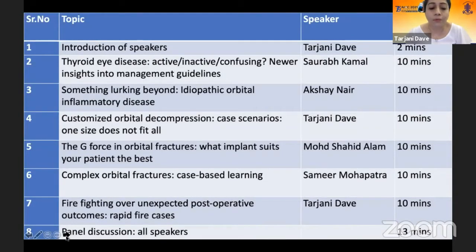And the last one would be a case-based discussion where we'll be asking all the panelists certain questions, and this will be related to firefighting over unexpected post-operative outcomes in your fracture cases. And then we have a little dedicated time slot for panel discussion with all the speakers. If we have any questions in the chat box, those will be answered at this point of time. We have 10 minutes for every talk, and I hope everybody is going to stick to the time. So over to you, Saurabh.